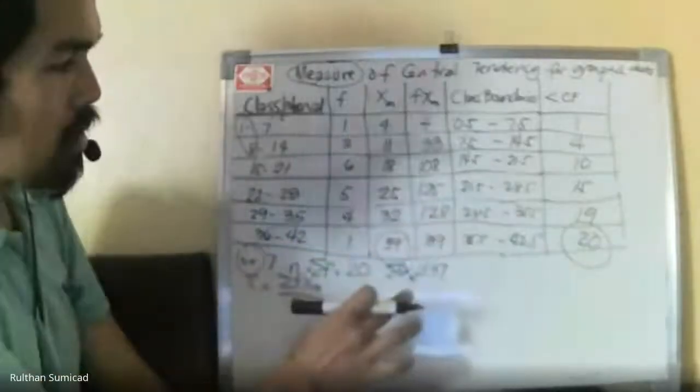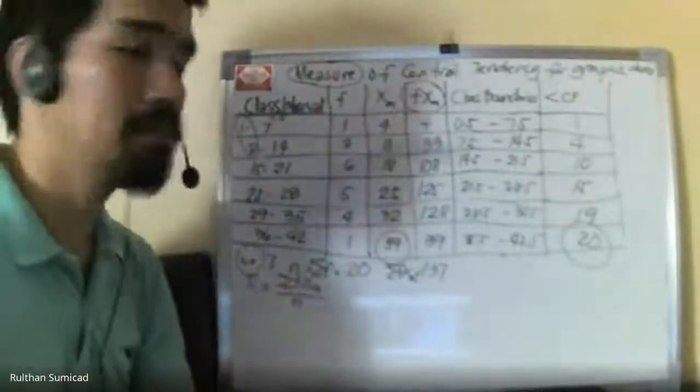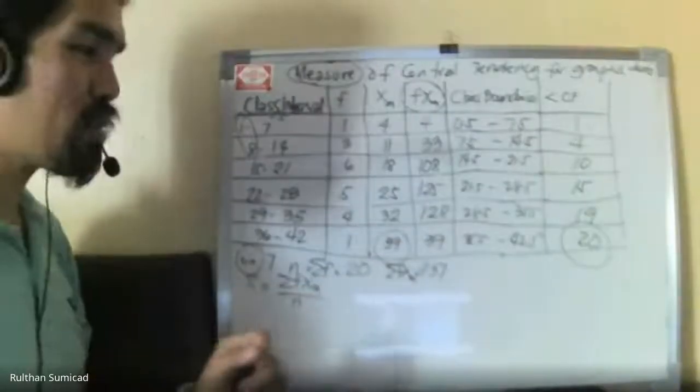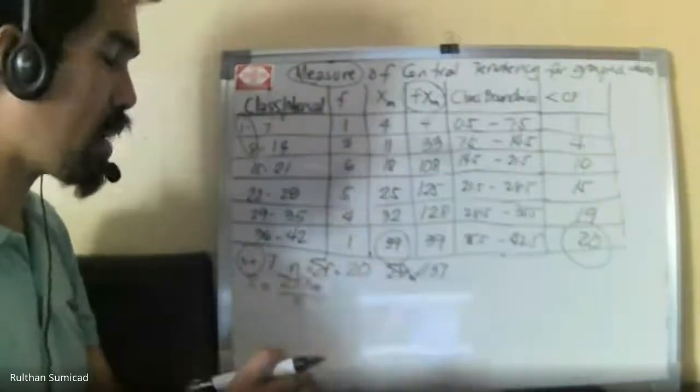What comes next after the summation of f equals 20? The next is the summation of f x sub m. The summation of f x sub m equals the sum of this. You can actually add this one, for you to know what's this number. But anyway, it's 437.